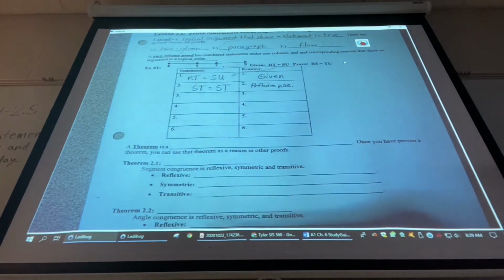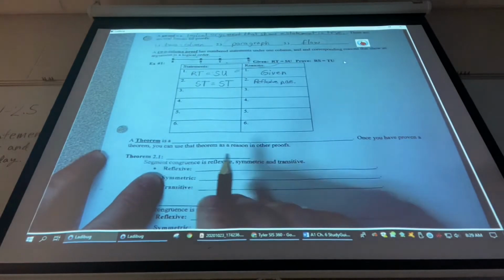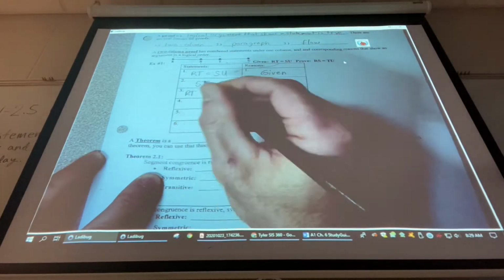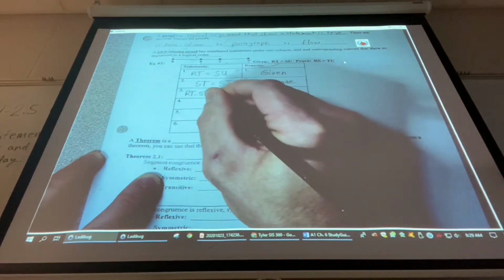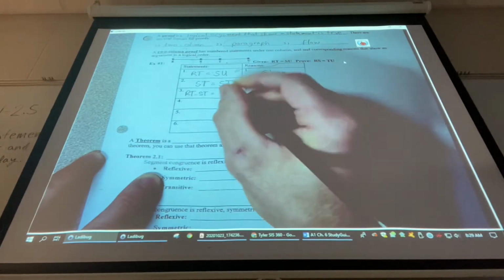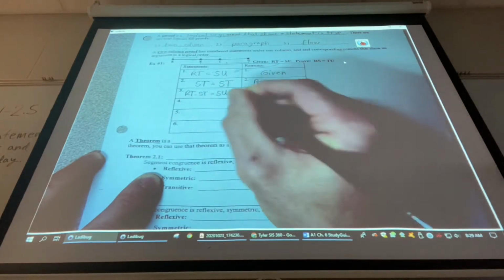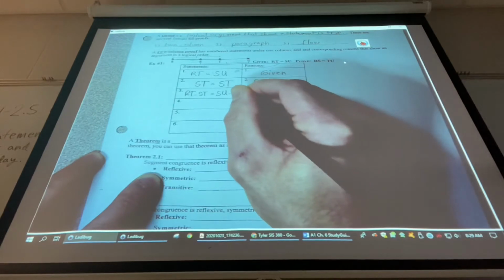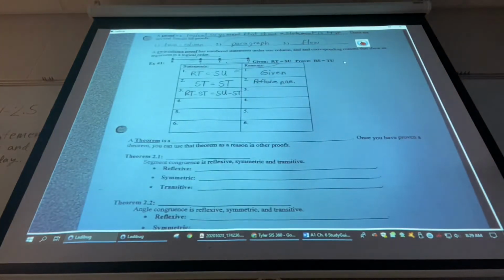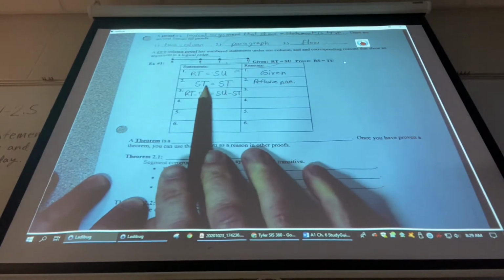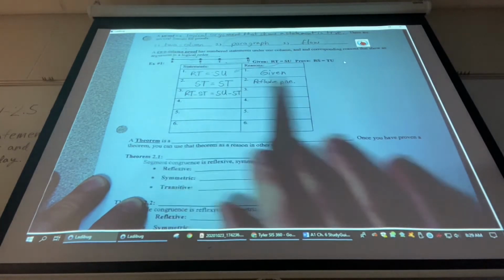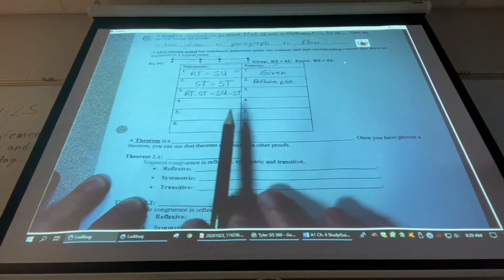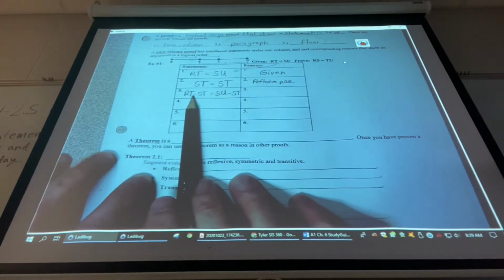Well, the reason they did that is because the next statement says that RT minus ST is going to be equal to SU minus ST. So I think the reason they did the reflexive property was just to make it clear to everybody, this ST is the same as this ST. But is there any question about that? I don't think so. So I kind of feel like this is a little bit not needed. But let's see where this statement's coming from.